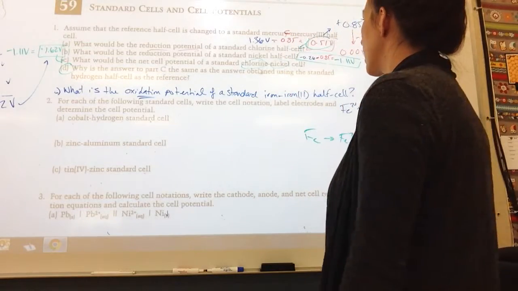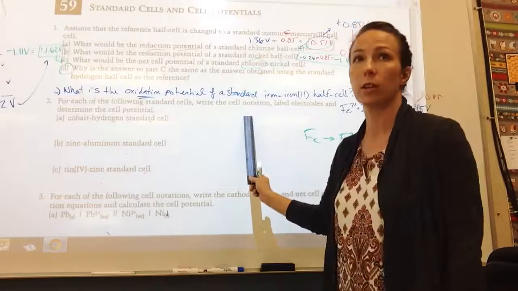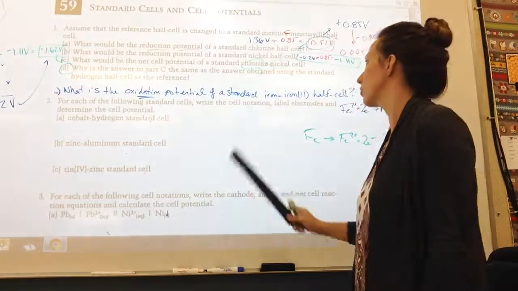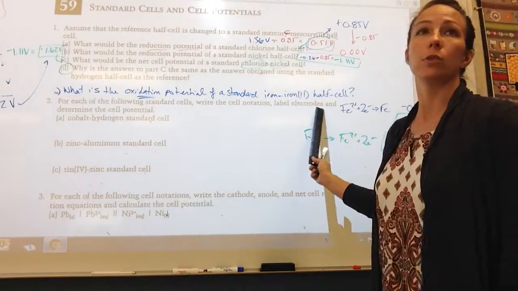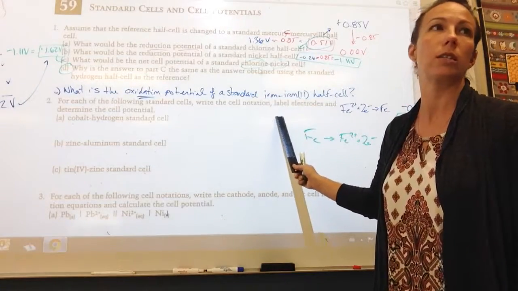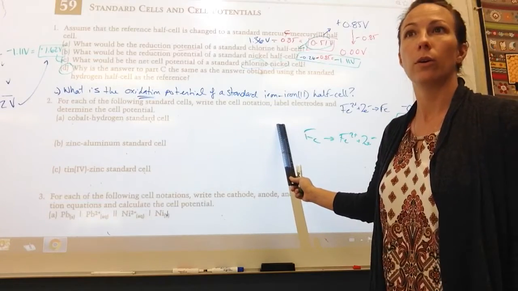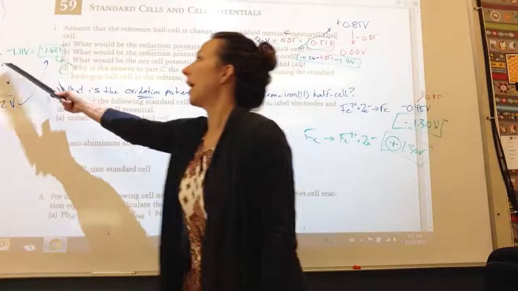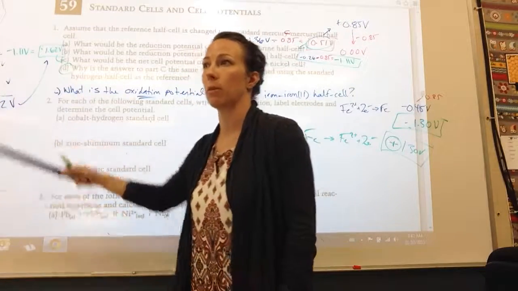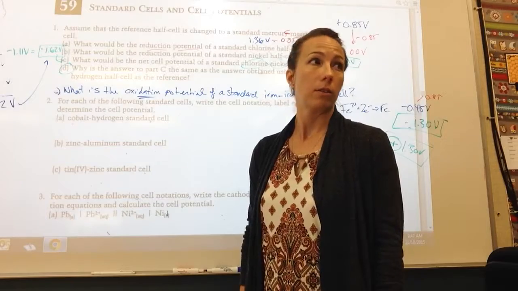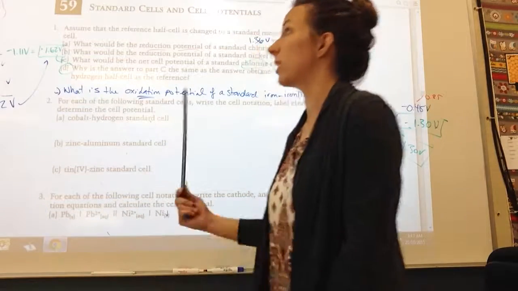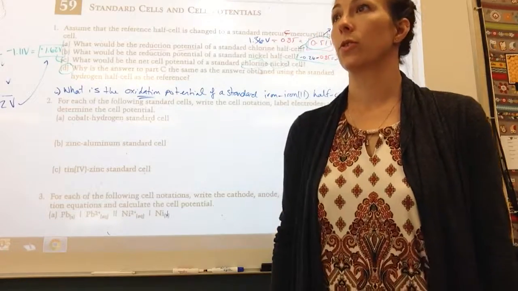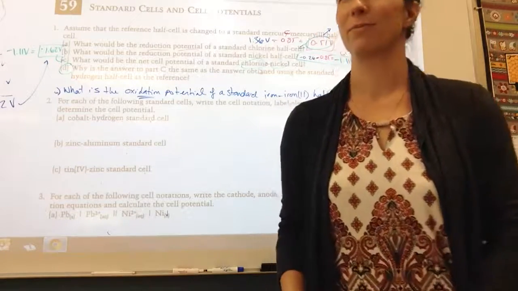Right, for each of the following cells, write the cell notation. Remember how to do that? Electrode line, electrolyte, double line, electrolyte, double line, electrode. Label the electrodes. For this, they're looking for you to label, this one's the cathode, this one's the anode. And determine the cell potential. Well, that's cathode minus anode, top minus bottom. Okay, so just a little bit of practice. That'll take us to the bell, and then we are ready for electrolytic cells. Fingers crossed. Okay?